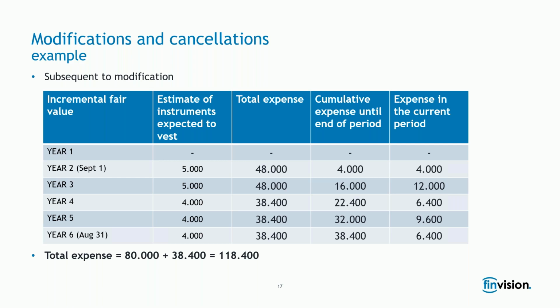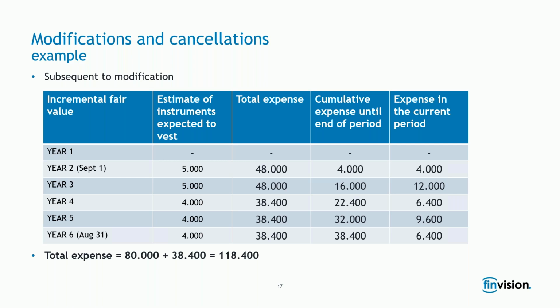In year 2, at the moment of the modification, at September 1, we still have the same number of estimate for our vesting instruments there. The total expense, or 48,000 here, would be a calculation of our additional fair value granted. So the decrease of the strike price for the options creates 9.6 euros of value per instrument. So that's our 5,000 times 9.6, which is 48,000 total costs.